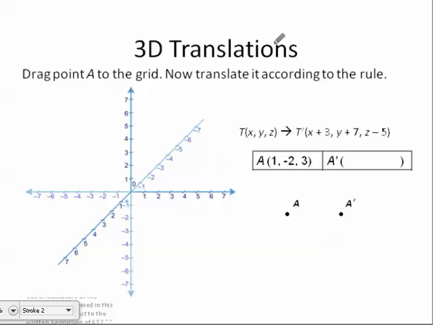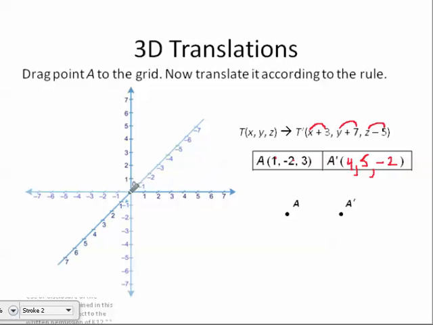So, if we're translating it, see how we got this rule? X plus 3, y plus 7, z minus 5. I'm going to take the xyz values. 1 plus 3, that gives me a 4. Negative 2 plus 7, that gives me a 5. 3 plus the negative 5 gives me negative 2.